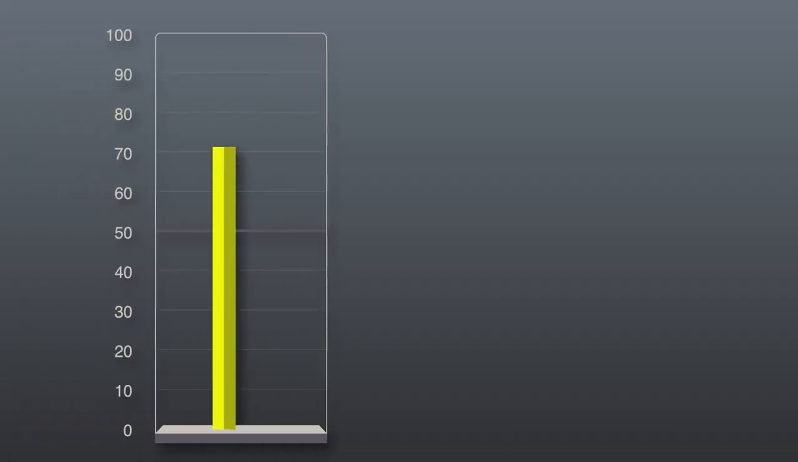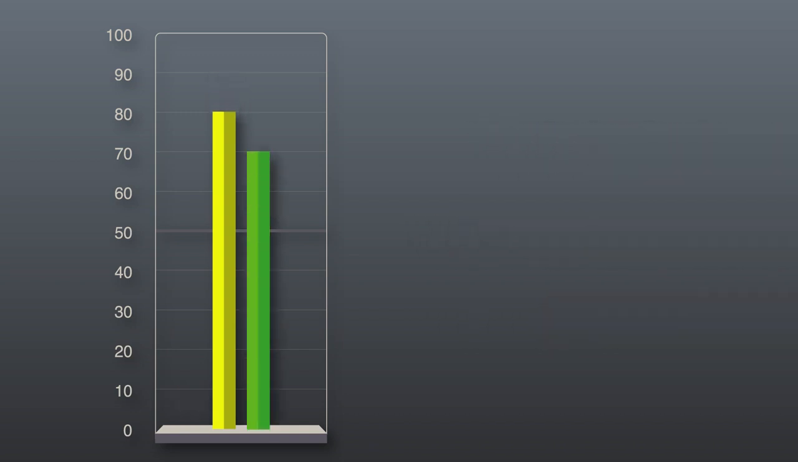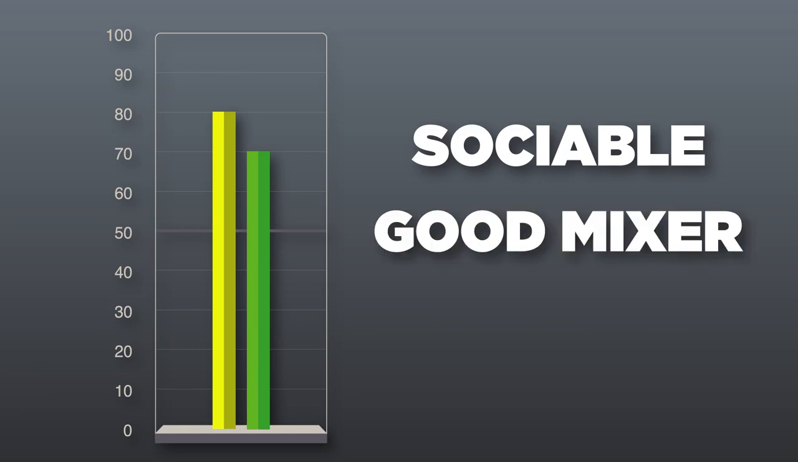How about another example using the I as our primary? Let's see what happens when we combine a high I with a low D. Here we find an individual that is warm, cautious, and obliging. They look to others for support and inner satisfaction more than as a way to reach a goal. A high I and a high S is sociable and a good mixer. They actively seek communication and relationships with a variety of people.